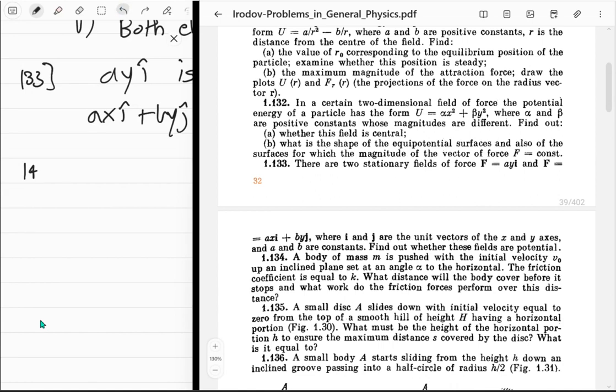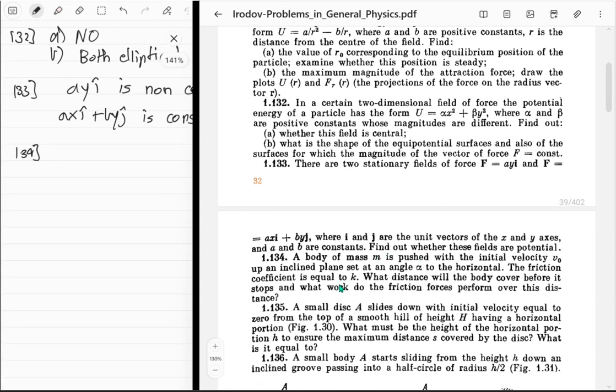Because, yeah. 134. A body of mass m is pushed with initial velocity v0 up an inclined plane set at an angle alpha to the horizontal. Friction coefficient is equal to k. What distance will the body cover before it stops, and what work will the friction forces perform over this distance?